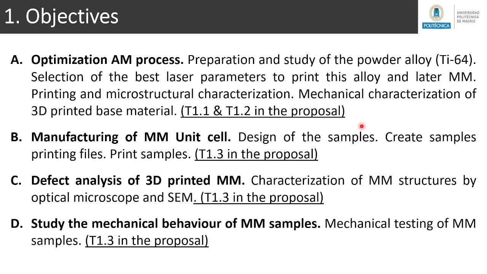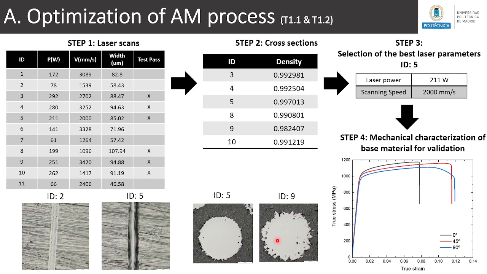The first objective is the optimization of the additive manufacturing process. To do that, we are going to study the powder alloy, and also we are going to select the best laser parameters to print metamaterials. The second objective is the manufacturing of the metamaterial unit cells. To do that, we are going to design and create printing files and create the metamaterial samples. The third objective is to analyze the defects created in the printed metamaterial cells, and the final objective is to study the mechanical behavior of the metamaterial samples.